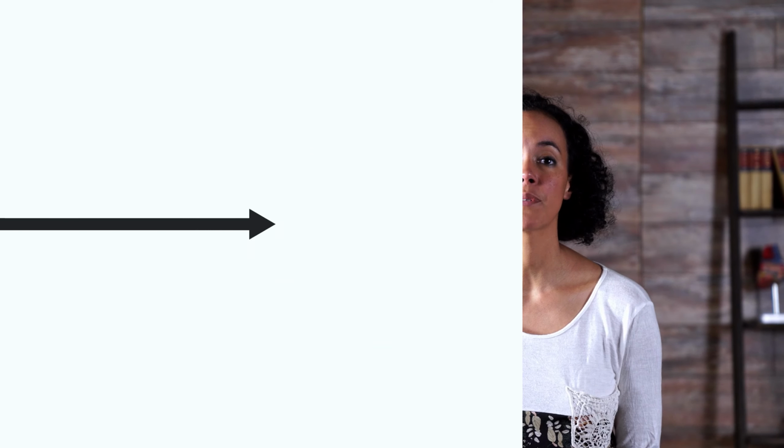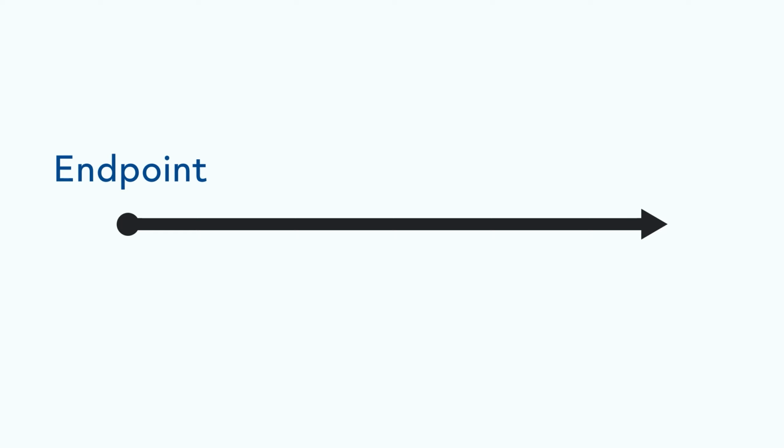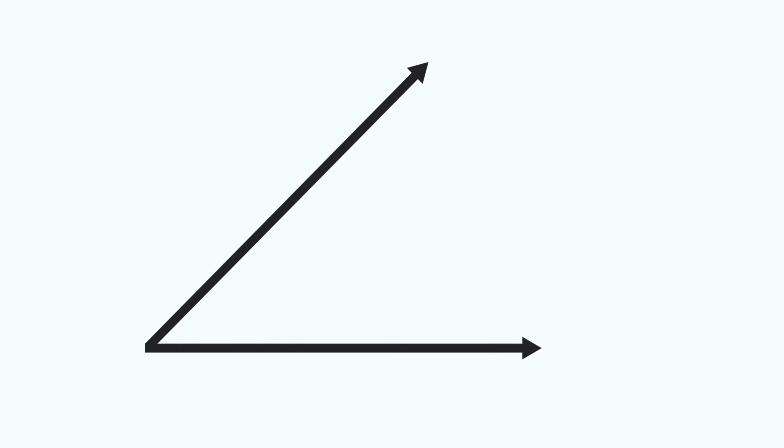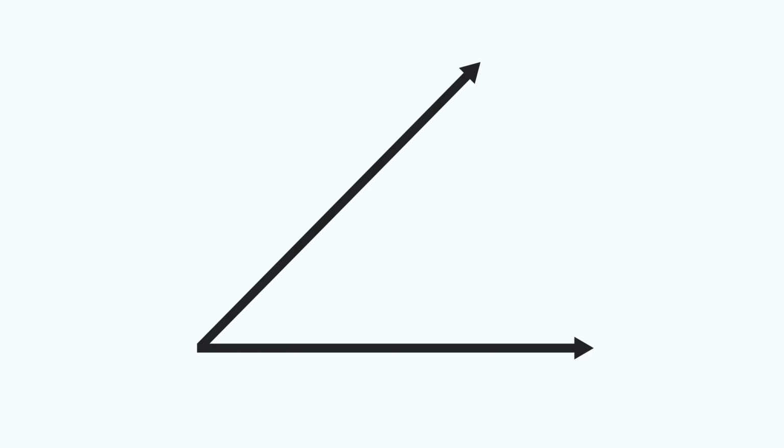Hi, and welcome to this video about angles. Let's start by defining a ray. A ray is a line with a single endpoint that extends infinitely in one direction. If we take this ray and add another ray to it that has the same endpoint, we've created an angle.